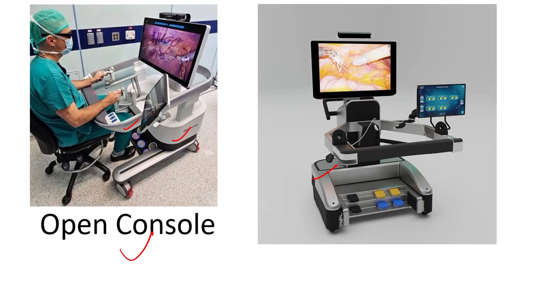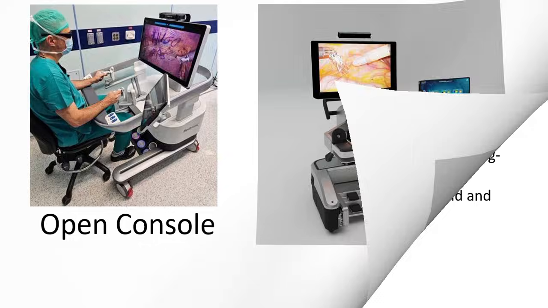If you see, the surgeon is sitting in front of the surgeon console, and the monitor is a 3D monitor. There is no enclosure available in the open console, and that's why it's called an open console. The surgeon can change their posture anytime. So what is an open console?